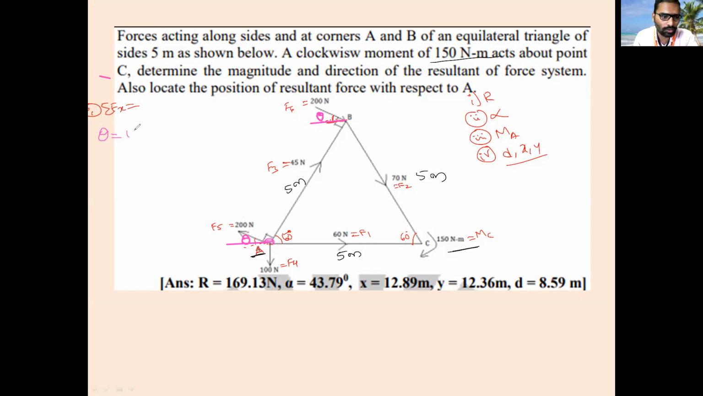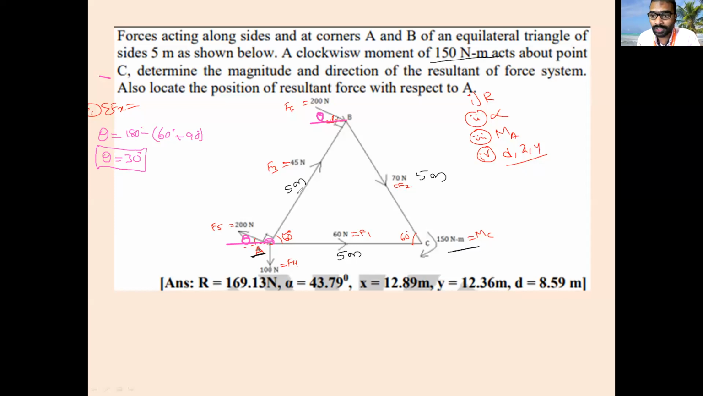Theta is equal to the total 180 minus 60 degrees of the triangle, minus 90 degrees made by the force with the triangle. This is 90. 60 plus 90 is 150. 180 minus 150 is how much? Theta is equal to 30 degrees. Okay. So what is the problem here?